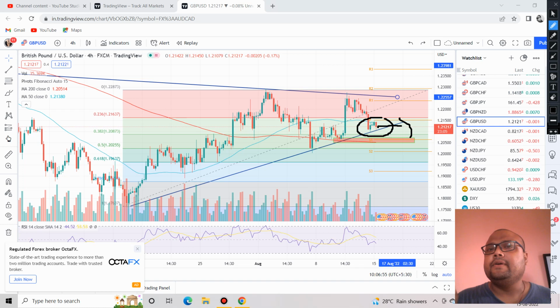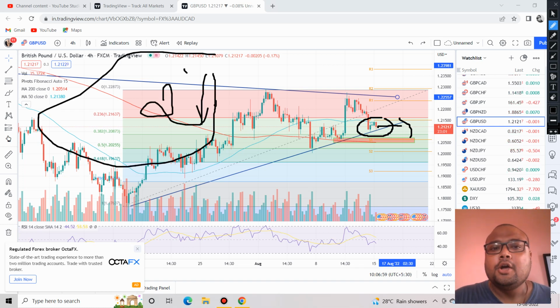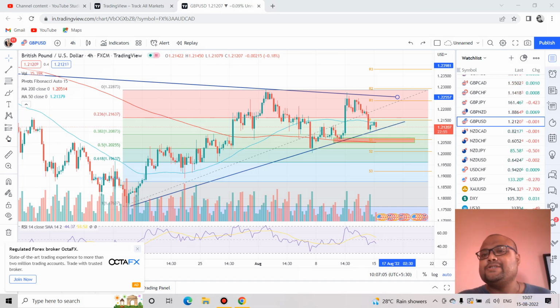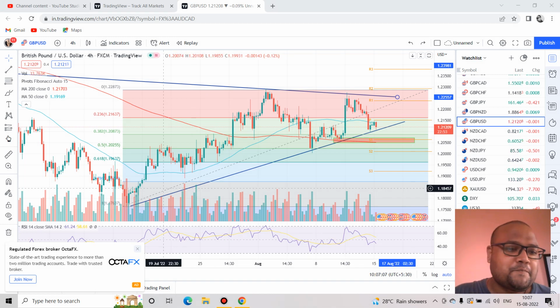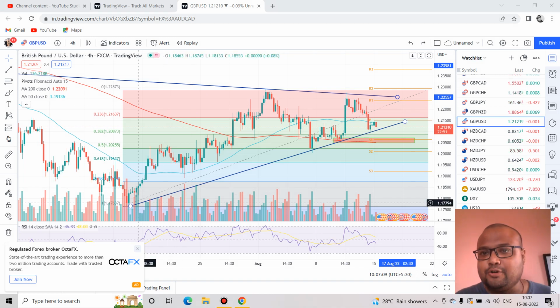Please follow proper risk management. Do not risk more than 2% of your capital, because we do not have proper clarity about the ascending triangle pattern as well as the strength of the trend line. So if you're considering a buy position, then please follow proper risk management.